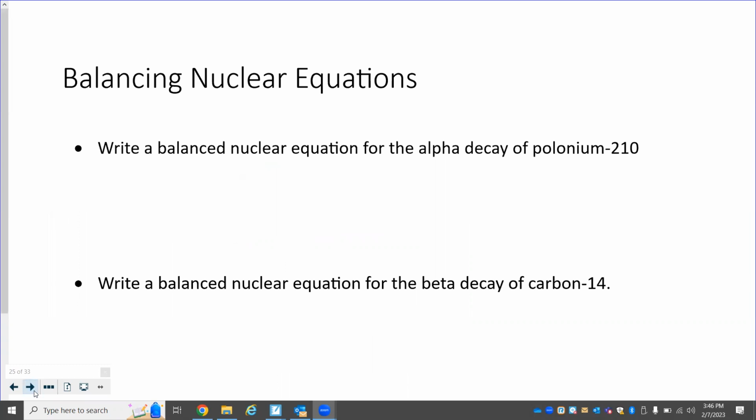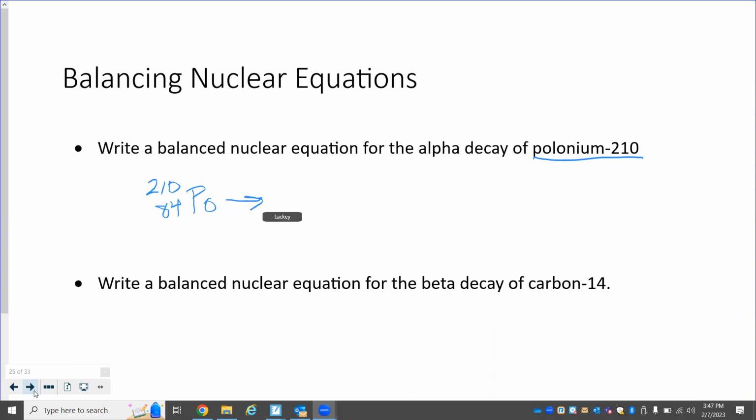So let's do a couple more examples just for good measure. Here it wants us to write a balanced nuclear equation for the alpha decay of polonium-210. Remember, we start with whatever we're given. So polonium-210, 210 is our top number. Polonium is number 84 on your periodic table with the symbol Po. It says it goes through alpha decay.